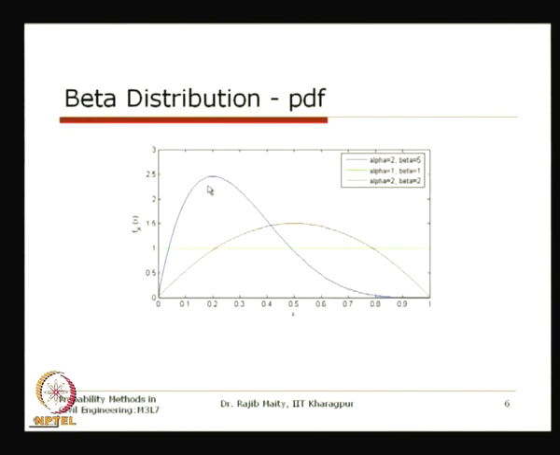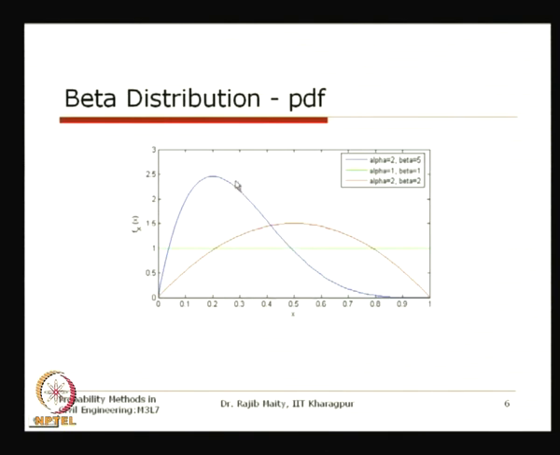So, here you can see we have plotted 3 different PDFs, that is, probability density functions of the beta distribution. We are just varying its parameters. Now, first see this blue line, this is the parameter. The first thing that you see is its support: x starts from 0 and goes up to 1.